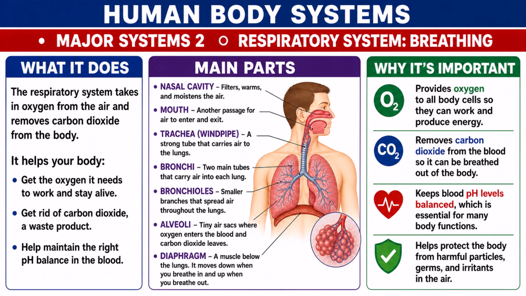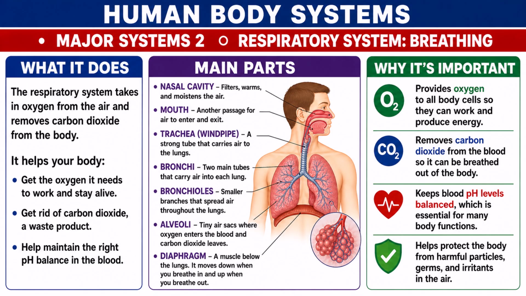Now, let's dive deeper into the human body system, the respiratory system for breathing. What it does. The respiratory system takes in oxygen from the air and removes carbon dioxide from the body. It helps your body get the oxygen it needs to work and stay alive. Get rid of carbon dioxide, a waste product, and it helps maintain the right pH balance in the blood.